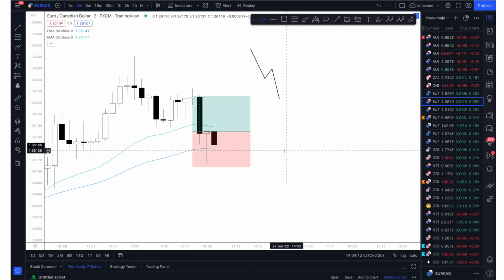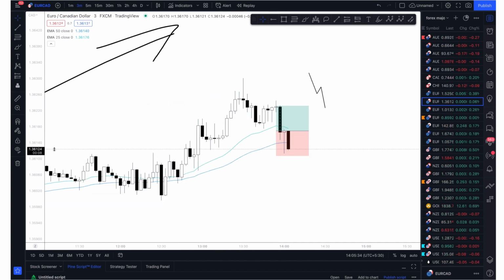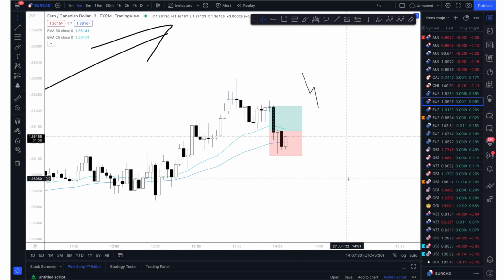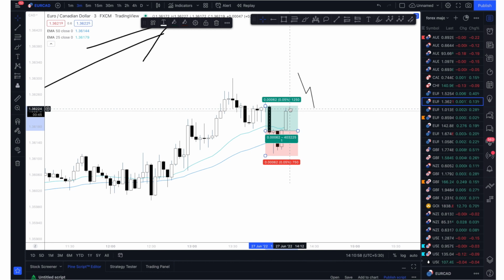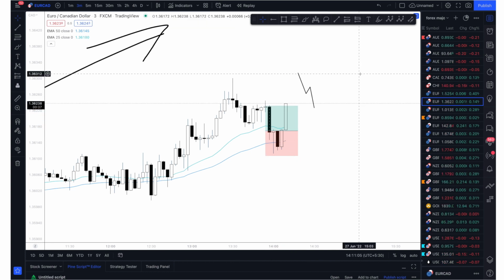So after that, you can see how the price moved down and then it moved up and our target area was hit by the price, and that too within 4 to 5 minutes or 6 minutes max. This is how fast this strategy is. This is the fastest strategy I've ever seen, and it is so profitable.